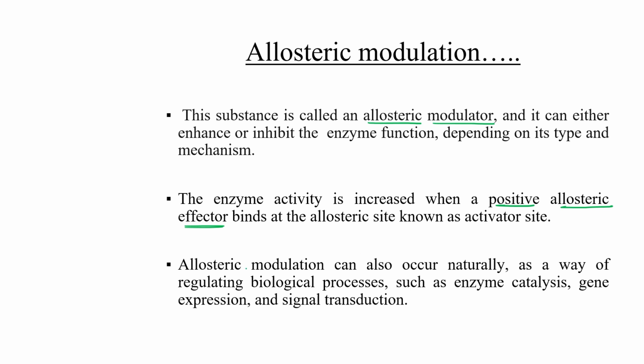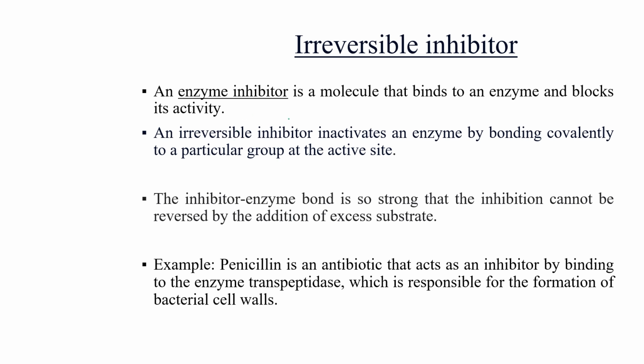Okay. So allosteric modulation can also occur naturally. It occurs naturally as a way to regulate biological processes such as catalysis, enzyme catalysis, and gene expression. Just now we discussed this in different operon systems, and also in signal transduction. This is how any mechanism or metabolic pathway is regulated in a positive way or in a negative way through this type of allosteric modulation. Okay. Now, irreversible inhibitor.